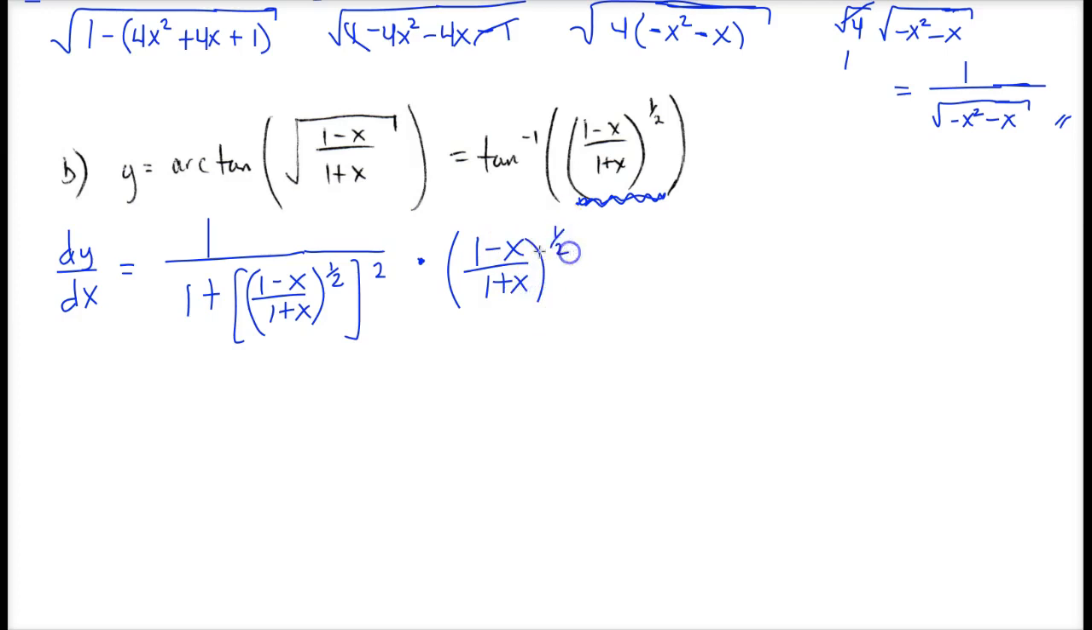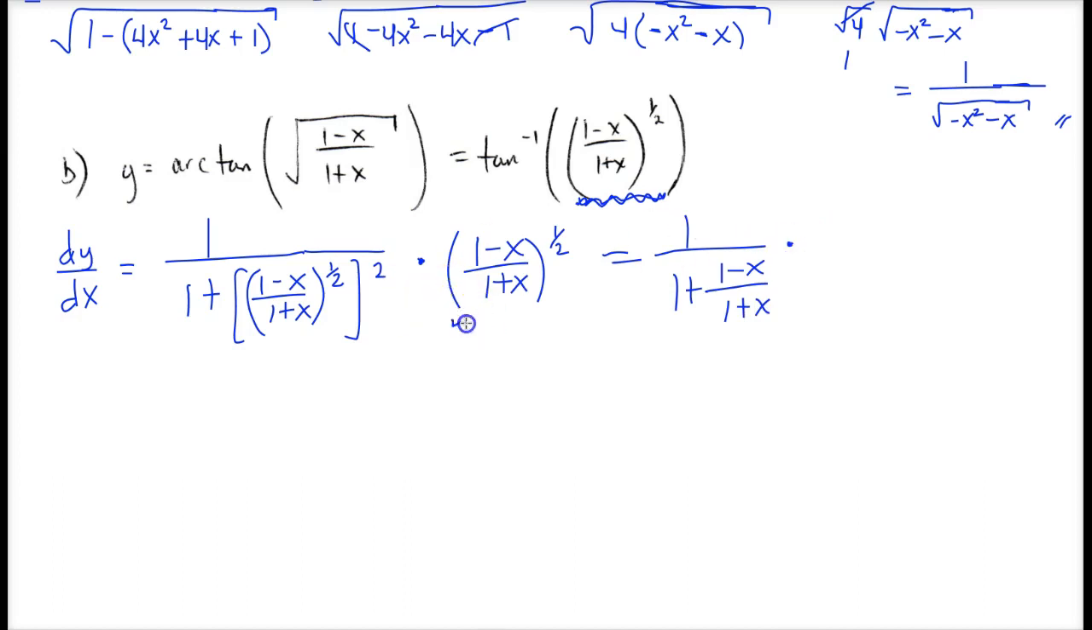And of course, that will entail us doing the quotient rule and chain rule when necessary. So if we take care of this first factor, we know that from our exponent rules, anytime we have something raised to a power and then that's raised to another power, we can multiply those exponents. So we just have 1 over 1 plus, and in the second term, 1 minus x over 1 plus x.